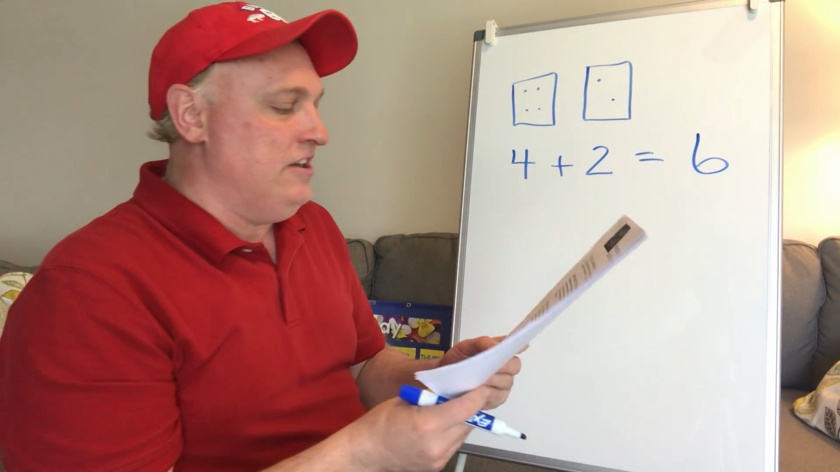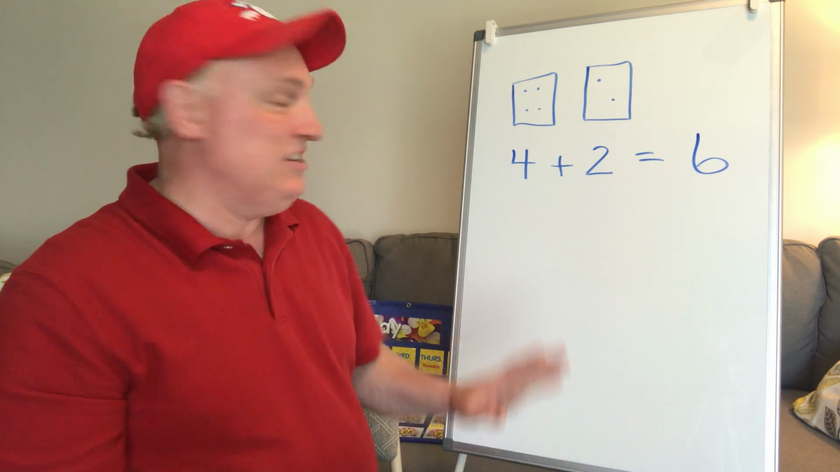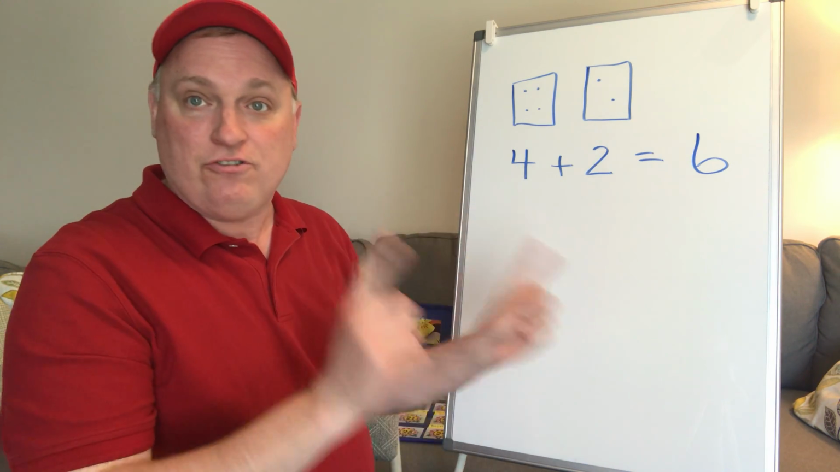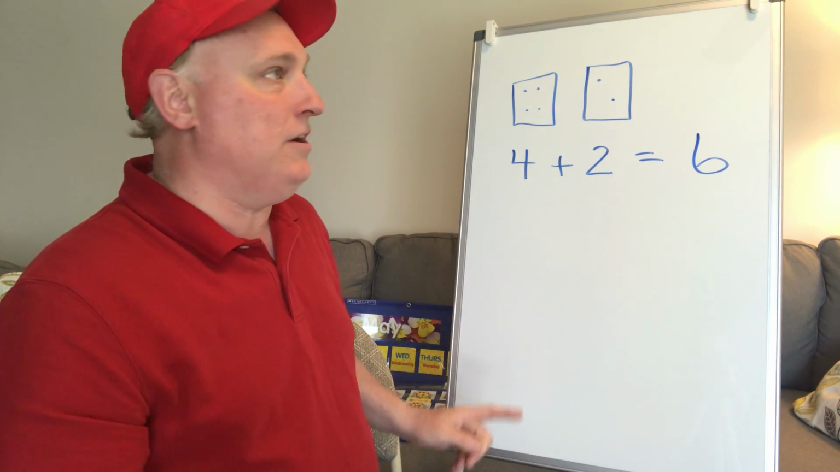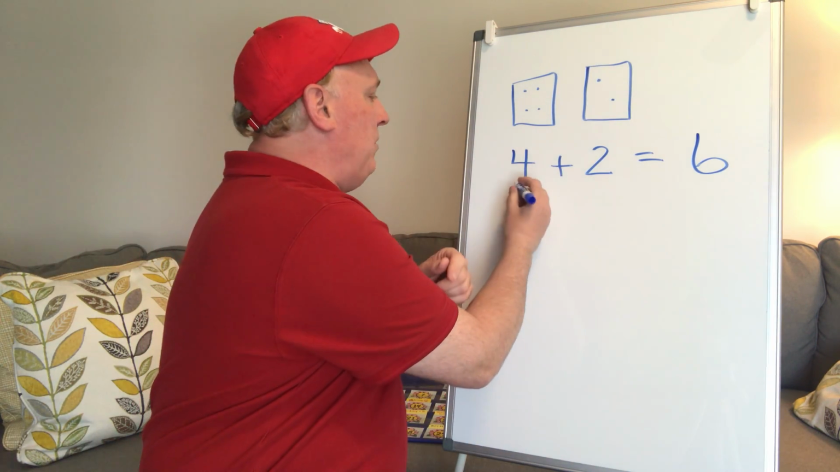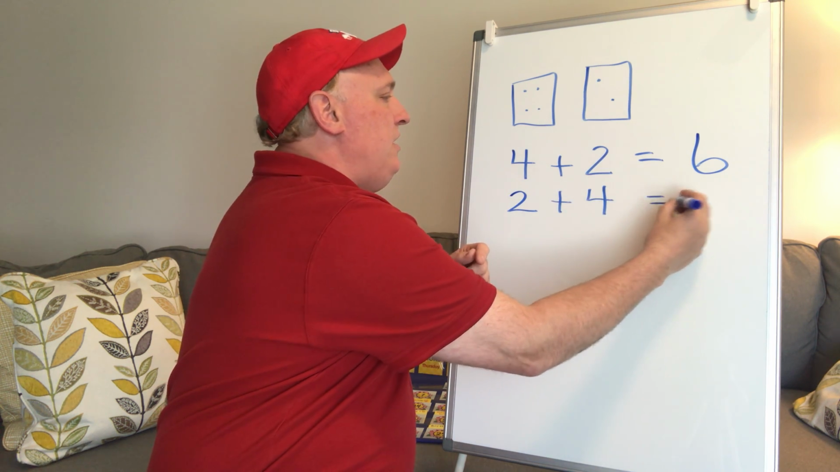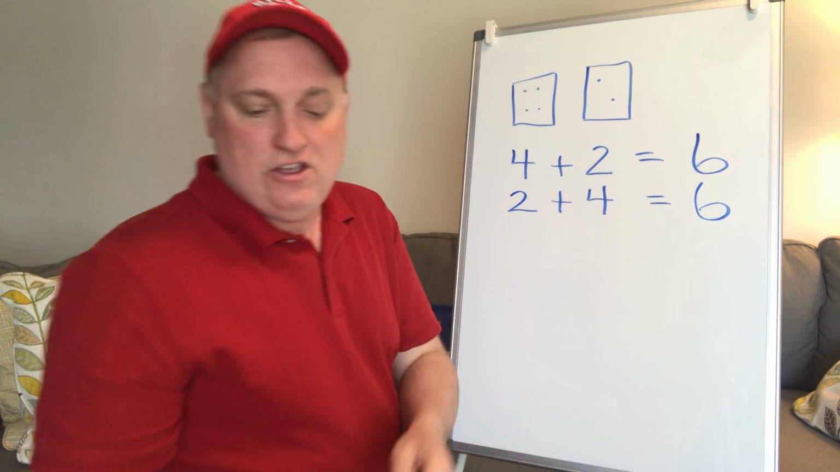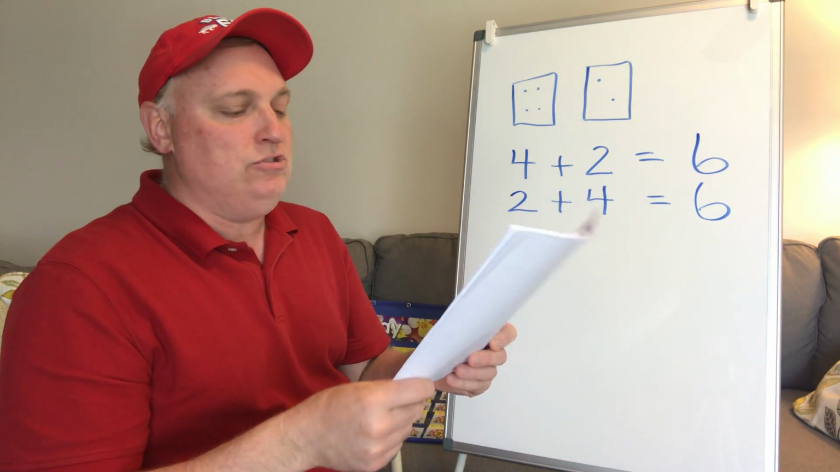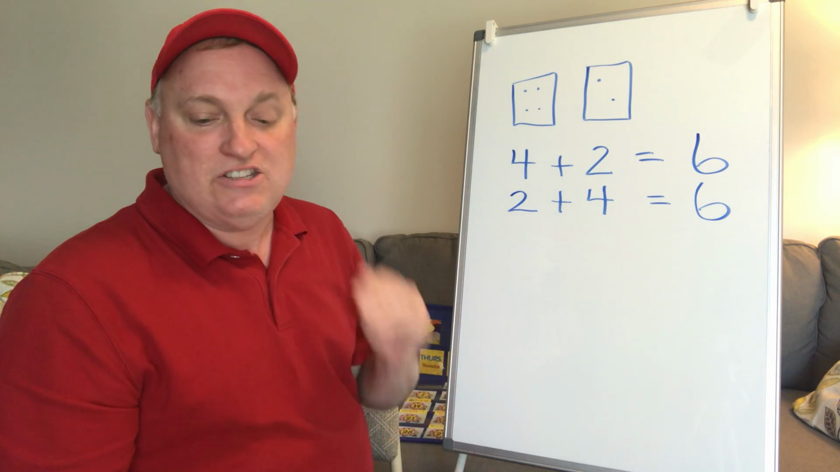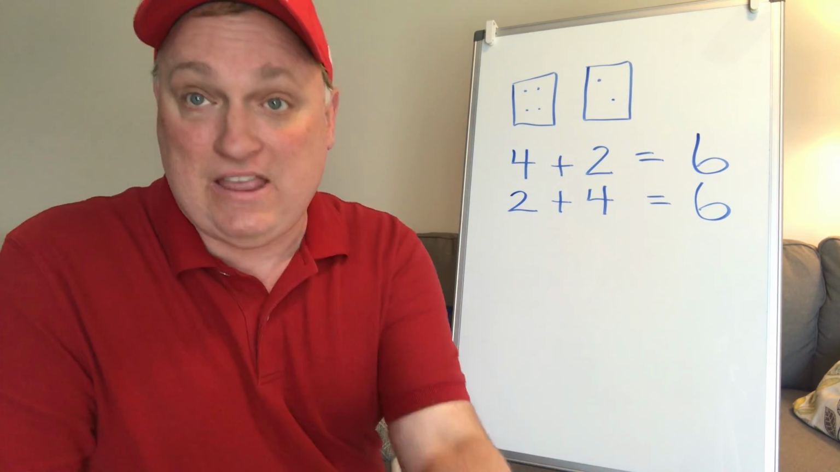So it says, then write the turnaround fact. Remember, in addition, does it matter which number comes first? As long as you're using the same 2 addends, it doesn't matter which number comes first. So you can swap them and say 2 plus 4 equals 6. So that would be a way you could do that. Then the next step is to use those same 3 numbers to write subtraction sentences. So you're making a fact family here.